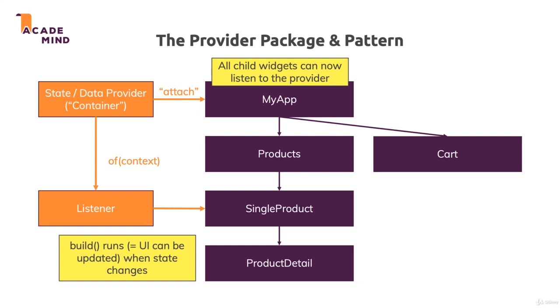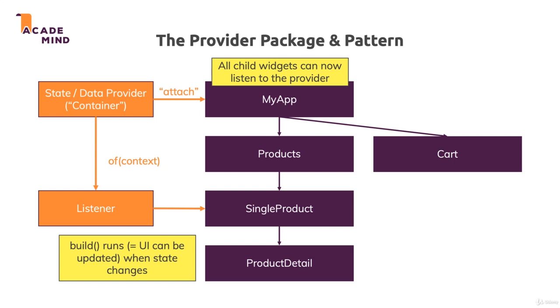So if in our data provider here in this picture, the data in there changes, let's say the list of products we loaded, then we will not reload or rebuild all widgets we have here, but instead in this picture on this slide, we would only run the build method in the single product widget, because the single product widget in this picture is the only widget that set up a listener to our data provider.